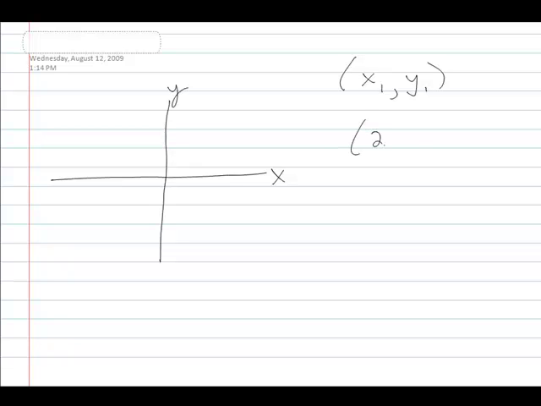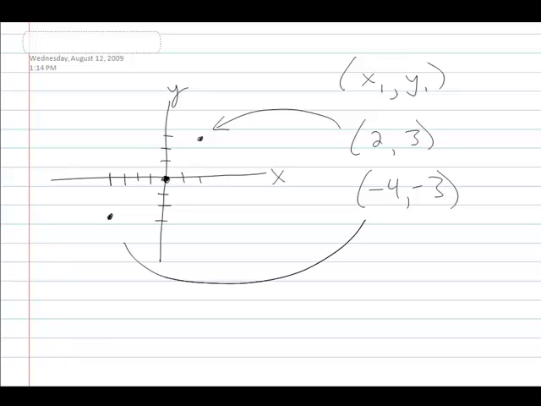So if I wanted to plot the point (2, 3), this would be starting from the origin, which is the intersection of the x and y axis, and we're going to be going 2 to the right and then up 3. So this would be the point right here, (2, 3). If we want to find the point, let's say (-4, -3), then we start from the origin again and we go 4 in the negative x direction and down 3 in the y direction. And this would be our point, (-4, -3).